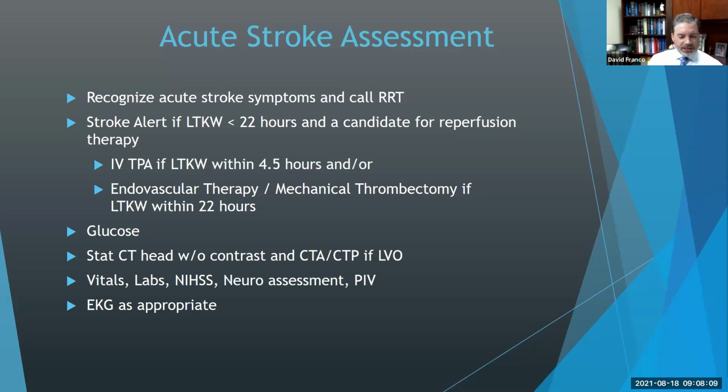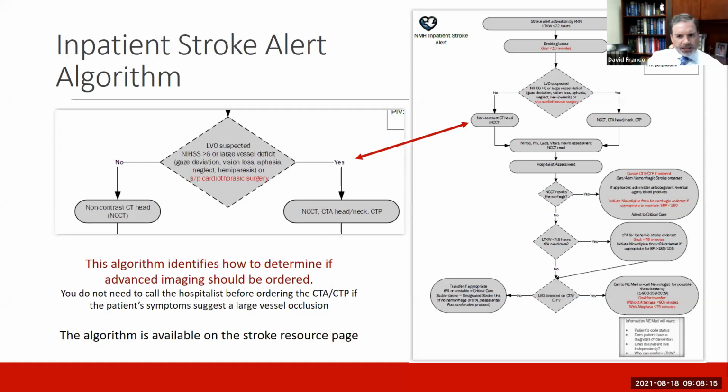And then other assessments will follow, including the NIH stroke scale, et cetera. This is the algorithm that we use at Methodist. And I think it's one of those things that's good to familiarize yourself with beforehand. In the heat of the moment, it's very hard to follow a decision tree like this. But it does basically step by step take you through, when was the last time known well?